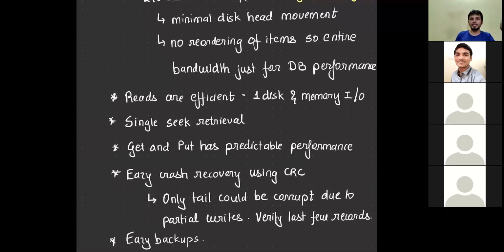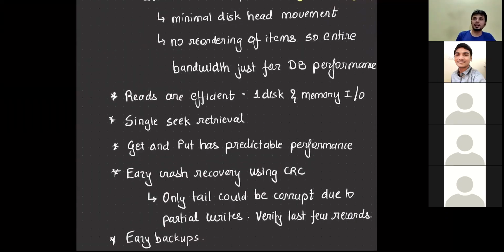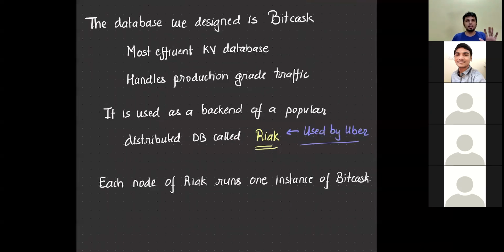Single seek retrieval, and get and put have predictable performance. You have easy crash recovery using CRC, rather crash detection, not recovery, with CRC. Only the tail could be corrupted due to partial writes, because the earlier writes are already done, so only the final write would be affected during crashes. And backups are very simple. Just copy the files that you have within that folder, and your data is backed up.